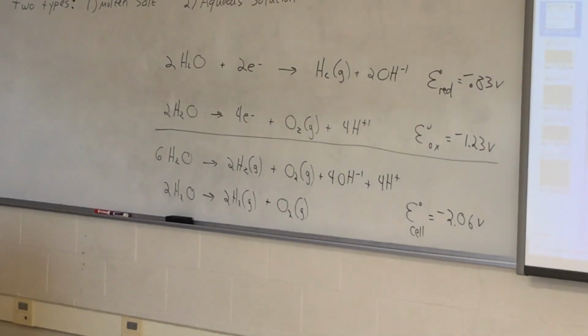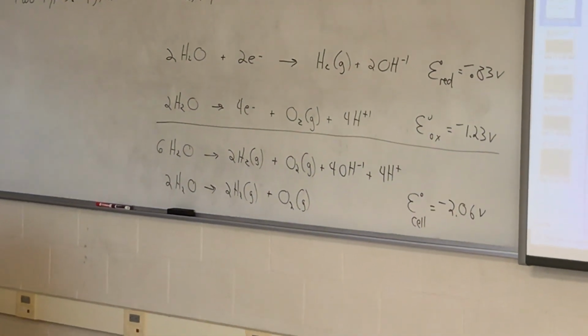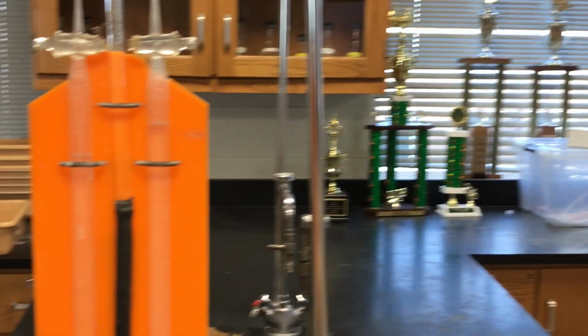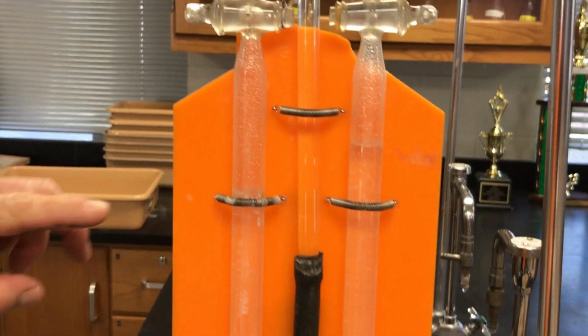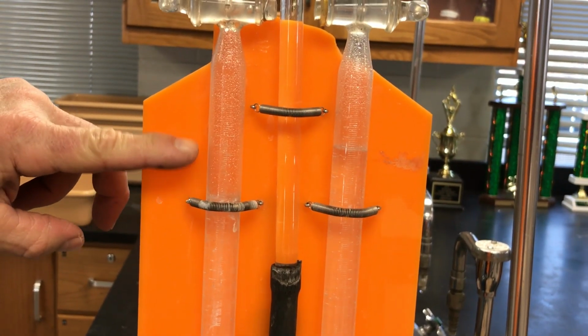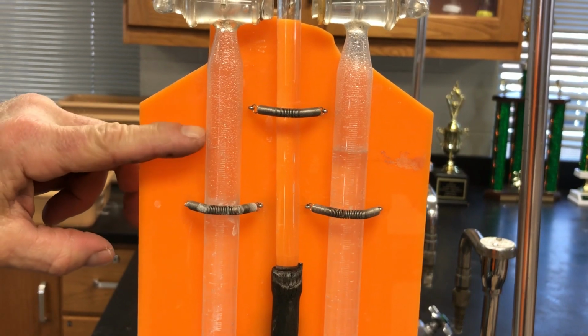Looks like there's 2 hydrogens made for every oxygen. Yep. Did we read that right? I think you're right. So we can see, yeah, we're collecting more gas over here. This must be where the hydrogen is collecting.